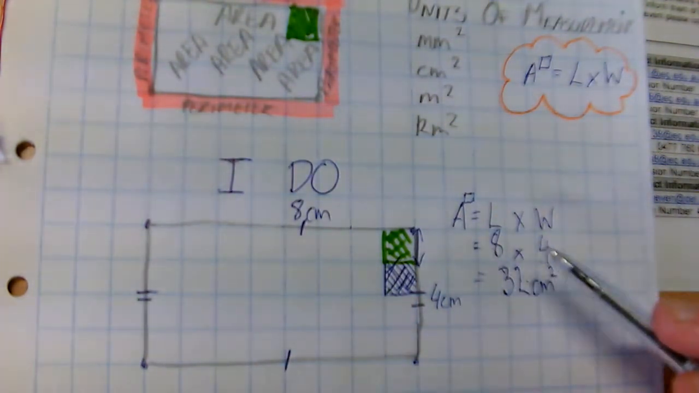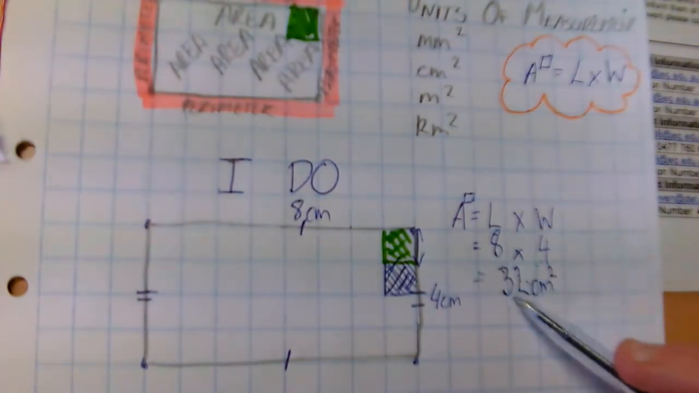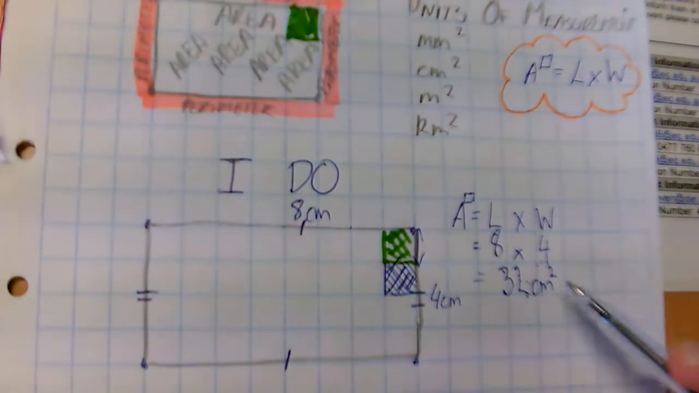So area equals length times width. We knew the length was 8, the width was 4, we times it together and we got 32 centimetres squared.